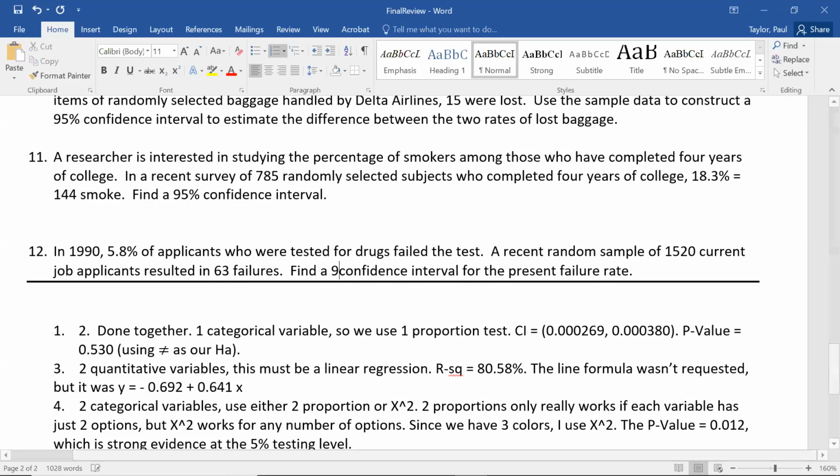And why don't we put a number in here, 99%. I'll leave that in the version of the notes I give you, because it should specify the number that goes with the confidence interval. Okay, so this is another one proportion. We're just saying, did you fail, yes or no? That's all we know about each of the people in this sample. So 63 out of 1520 failed, and we want a confidence interval.